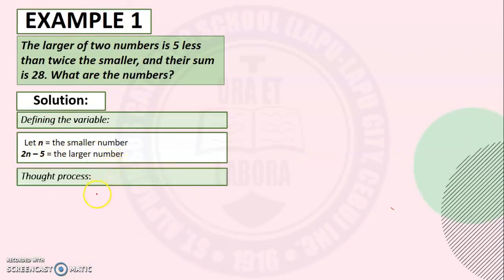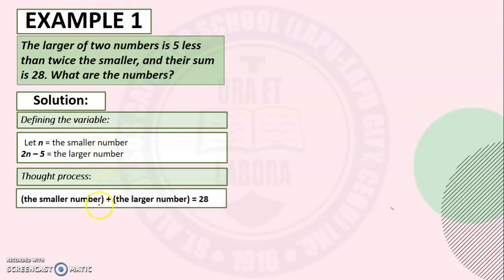Next is the thought process. According to the problem, their sum is 28. So if we add the smaller number and the larger number, the sum is equal to 28. So this will become the smaller number plus the larger number is equal to 28.